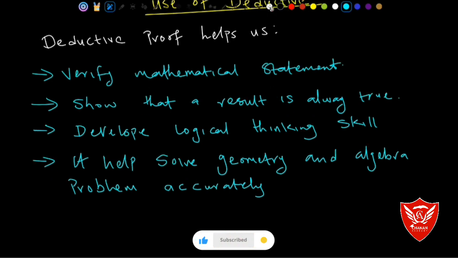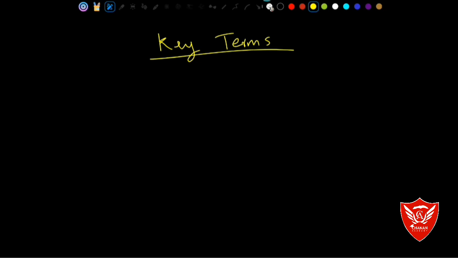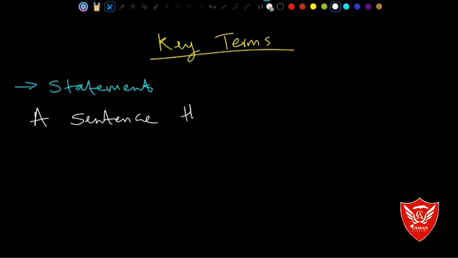Alright, so let's look at some key terms used in deductive proof. The first one we're going to talk about is statement. Now, a statement is a sentence that is either true or false.